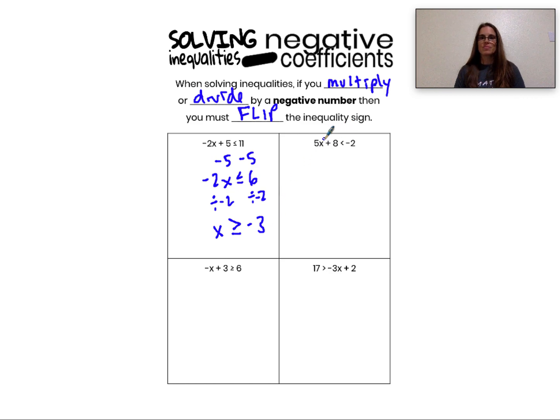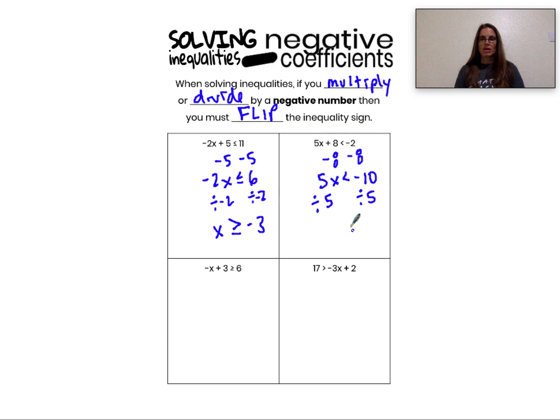Next example. 5x plus 8 is less than negative 2. First inverse operation is to subtract 8 from both sides of my inequality. 5x plus 8 minus 8 leaves me with 5x is less than negative 2 minus 8, which is negative 10. Now I have a negative 10, so when I divide by 5, I have a negative number.